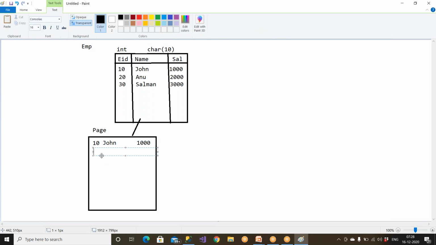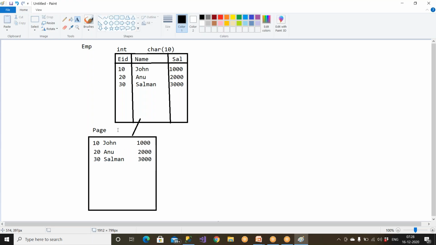The next data will come here, 20. Now Anu is going to occupy 3, 4, 5, 6, 7, 8, 9, 10. Then 2,000 is going to get saved. Then 30, Salman. Okay, you have 6, 7, 8, 9, 10. Then 3,000 is going to be stored. Clear? So when you have character data, SQL Server is leaving 10 bytes for each and every data item while storing it.